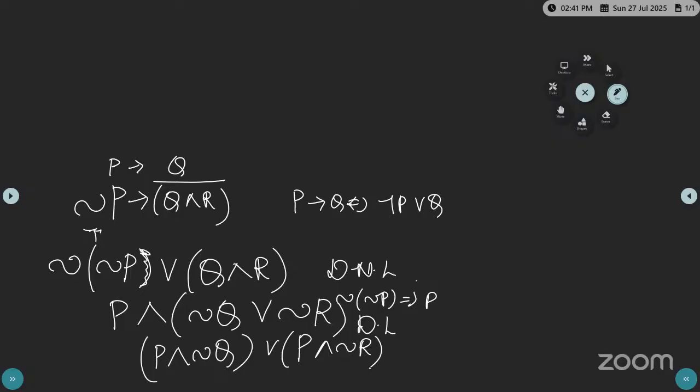Negation of negation P, negation of or and negation of Q. Here after or, negation of negation P, negation of or and negation. What happened? Clear? Shall we go to the next question?